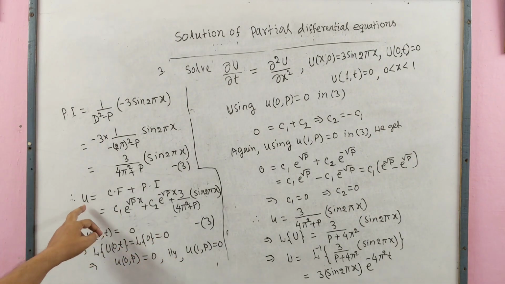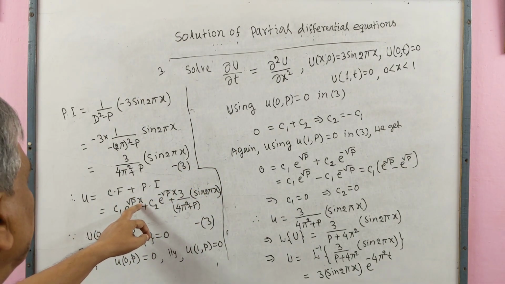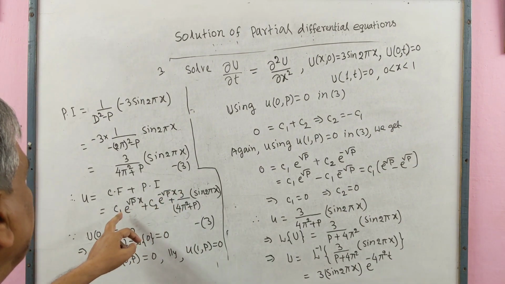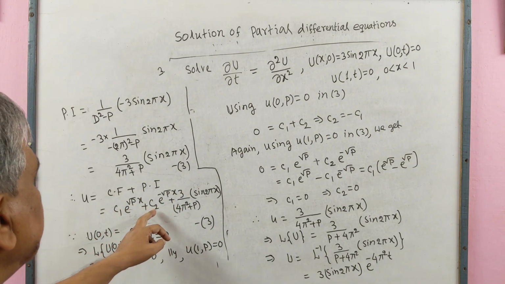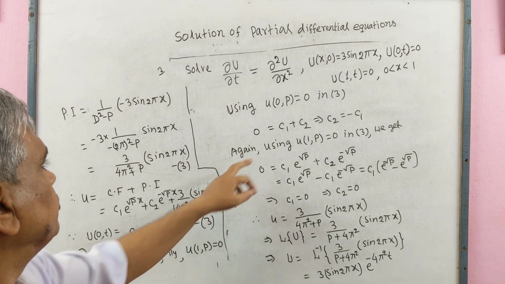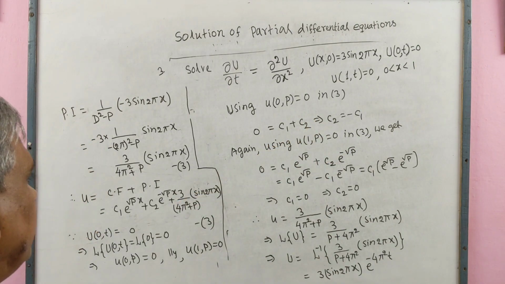Here u(0,p) means 0, and x is 0, that is e to the power 0, which is 1. So c1 plus c2, and sin 0 is 0. So c1 + c2 = 0, that means c2 = −c1.